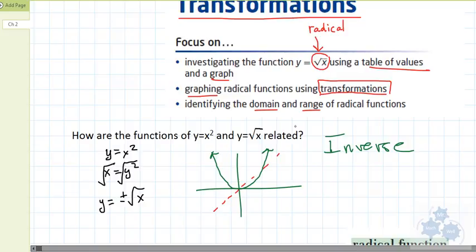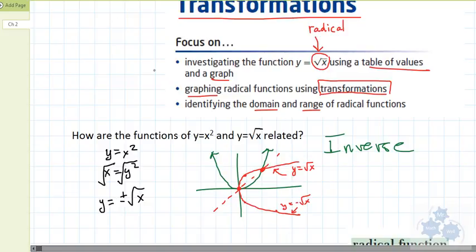Here's y equals x. So guess what? Invariant points, reflection, right? Reflection here, reflection over here, and so on. So you've got this sort of thing happening. This is the y equals positive root x version right here. And this is the y equals negative root x version right here.